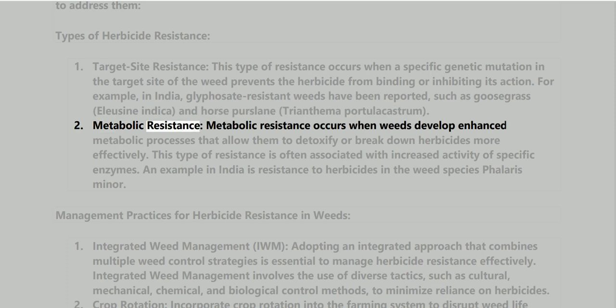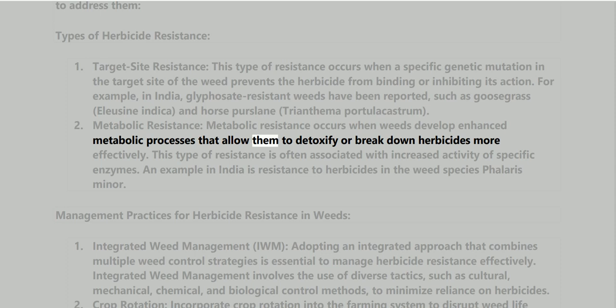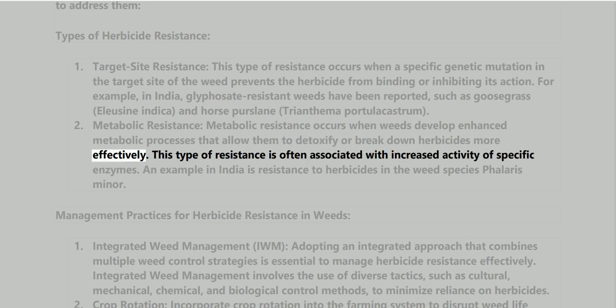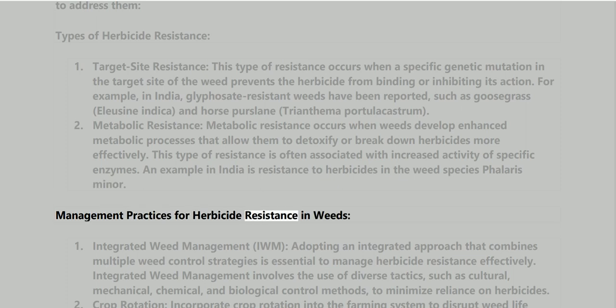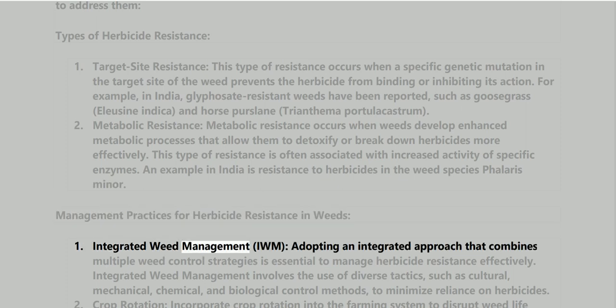2. Metabolic resistance. Metabolic resistance occurs when weeds develop enhanced metabolic processes that allow them to detoxify or break down herbicides more effectively. This type of resistance is often associated with increased activity of specific enzymes. An example in India is resistance to herbicides in the weed species Phalaris minor. Management practices for herbicide resistance in weeds. 1. Integrated weed management, IWM.